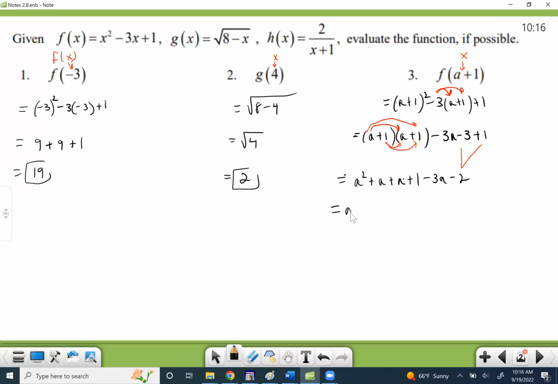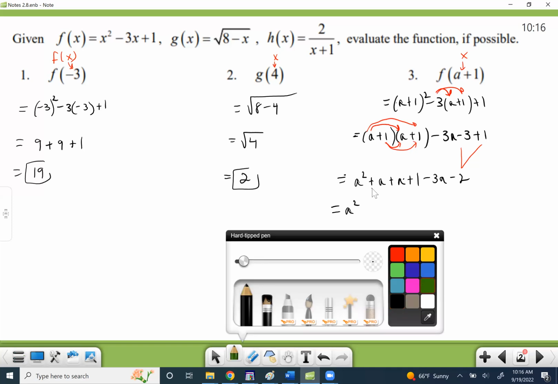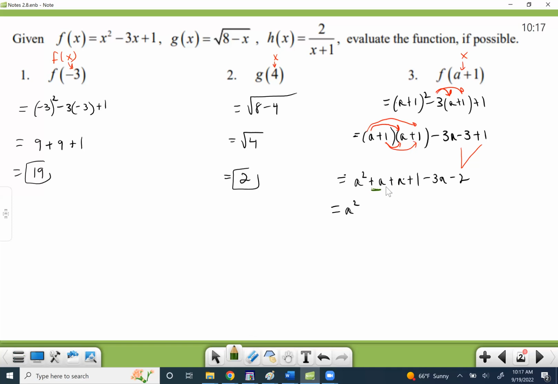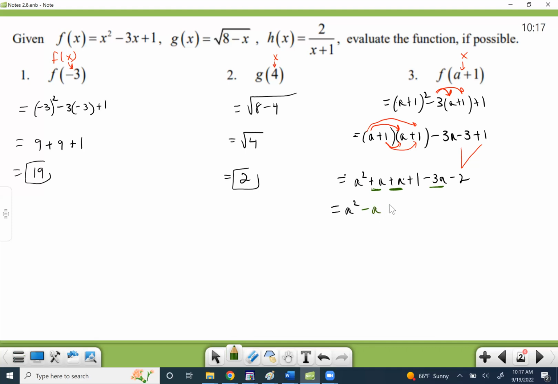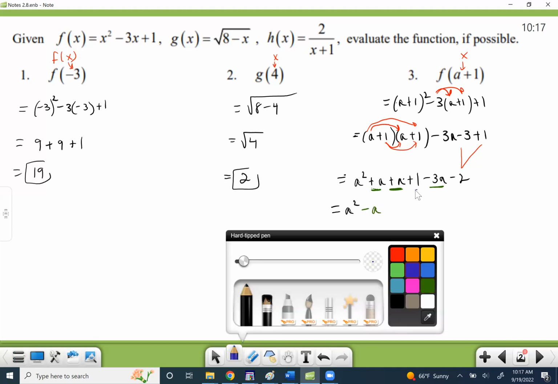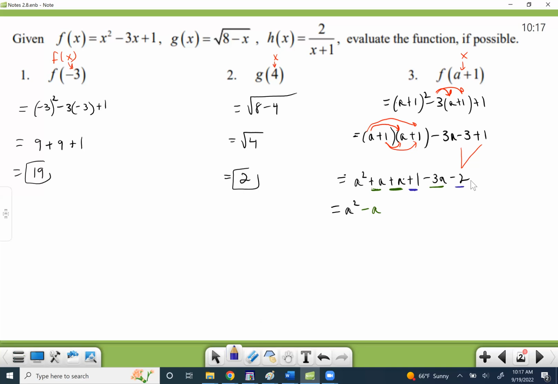I only see an a squared, but I'm going to have to combine a, another a, and a negative 3a. So I'm going to combine all those together. a plus a is 2a. 2a take away 3a is going to be negative a. And then I'm going to combine all of the constants. So this plus 1 and this minus 2 will make a minus 1.